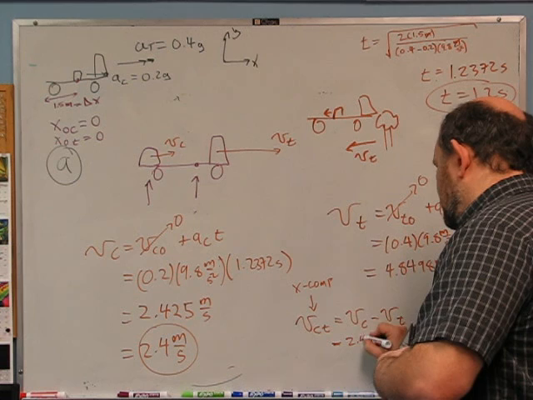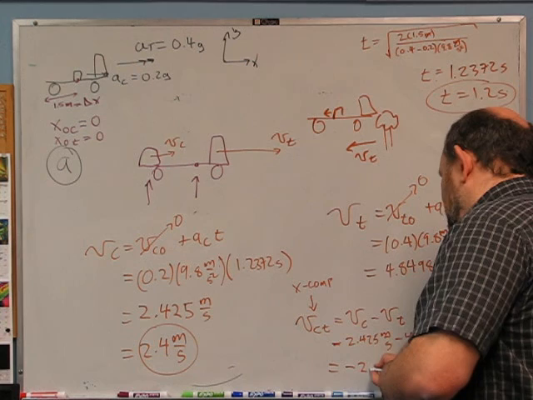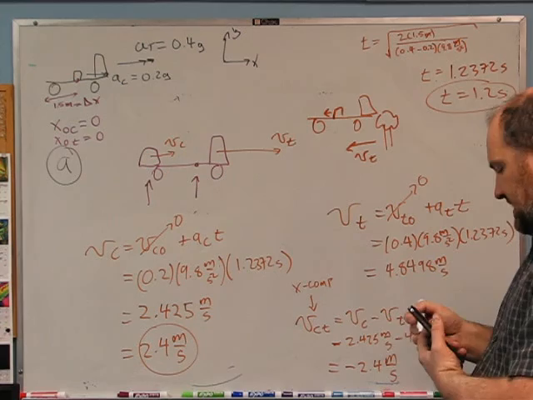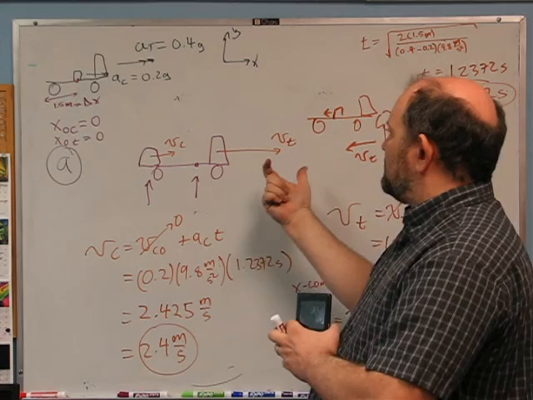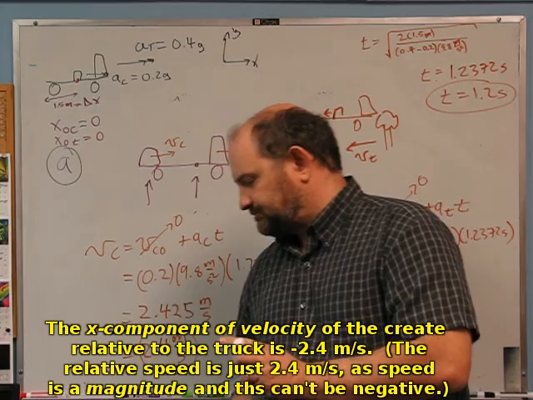And so what I will get is 2.425 meters per second minus 4.850 meters per second, which is going to be equal to minus 2.4 meters per second, right? So because the truck's moving twice as fast as the crate, the speed of the crate relative to the truck is minus 2.4 meters per second. So the truck driver looks back and he sees this crate moving away from him at a little more than 5 miles per hour. It's like, uh-oh, gone.